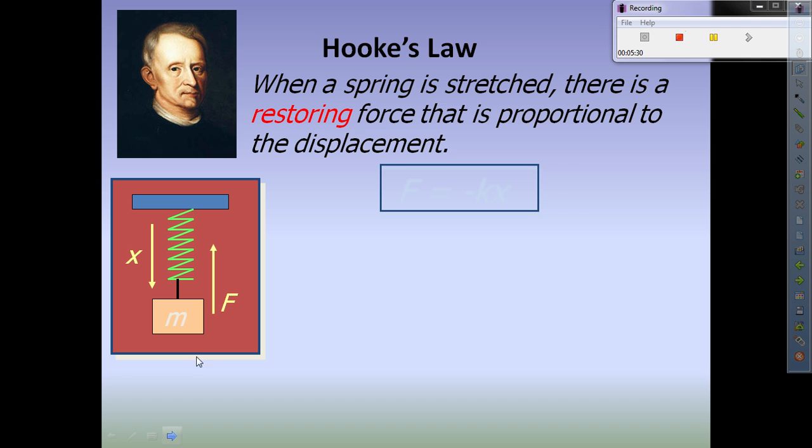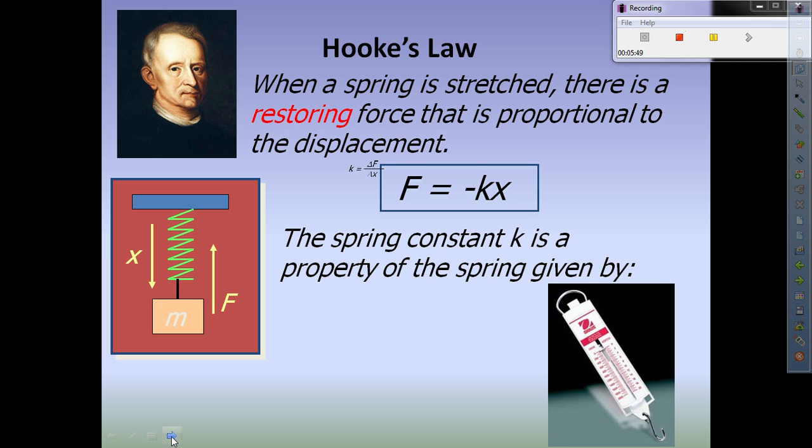So if you think about it, if I pull down on this, doesn't the spring want to pull back up? So that is my restoring force of the spring. I apply a force to pull it down. As soon as I release it, the spring pulls it back up to restore it to its rest position. So there's my equation. The spring constant K is a property of the spring, so it depends on what it's made out of. K is equal to delta F over delta X.